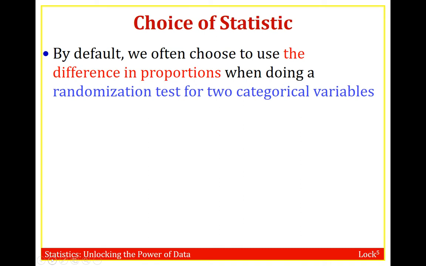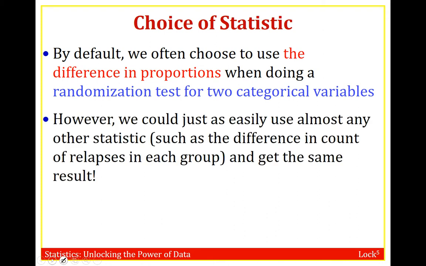Choice of statistic. It says, by default, we often choose to use the difference in proportions when doing a randomization test for 2 categorical variables. Remember, things in categories. We take those from a two-way table, and in a two-way table, we calculate a proportion. So we take group 1 and we take its proportion away from group 2. However, we could just as easily use almost any other statistic. We could use average, and we could use slope or correlations when we're measuring. It doesn't matter.